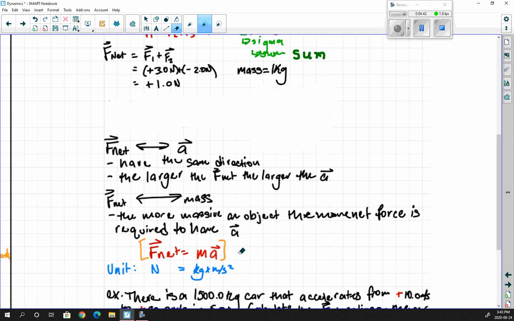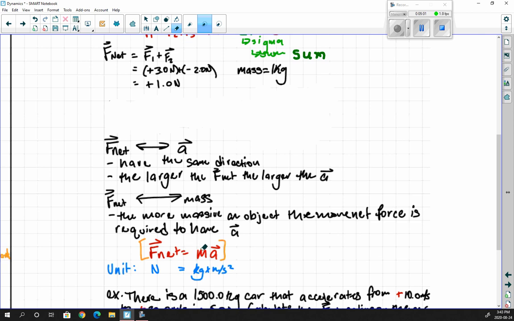And Newton brought all of these ideas together in probably the most important equation in physics, that the net force acting on an object is equal to the mass of that object multiplied by its acceleration. Now take a look here. Net force is a vector.